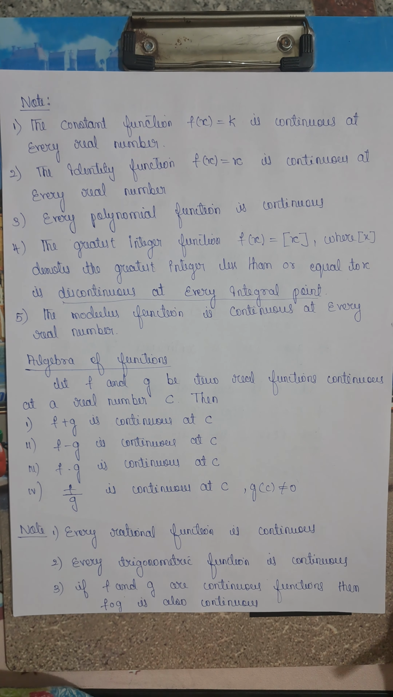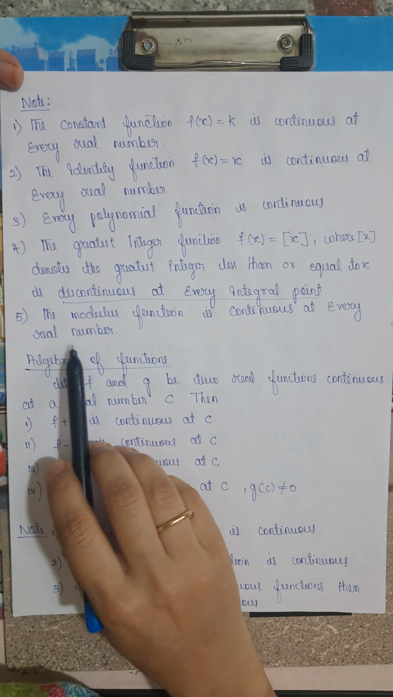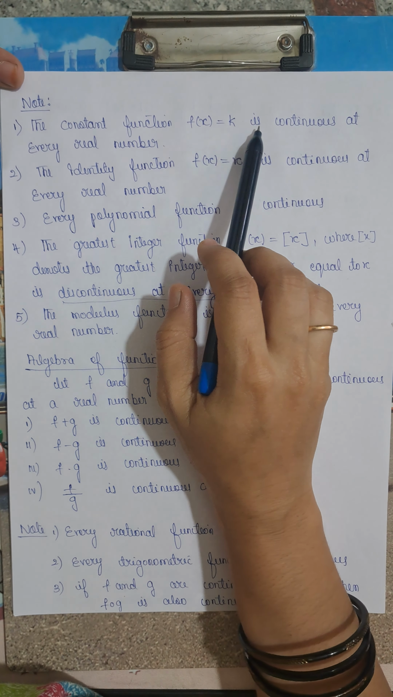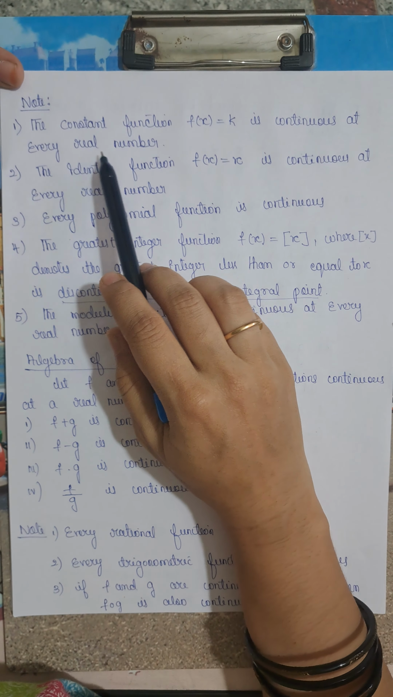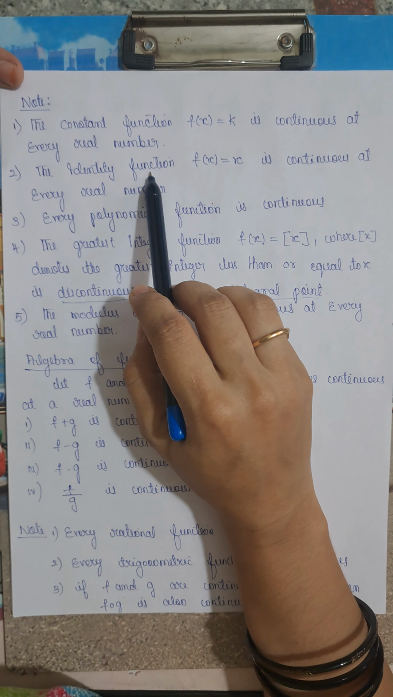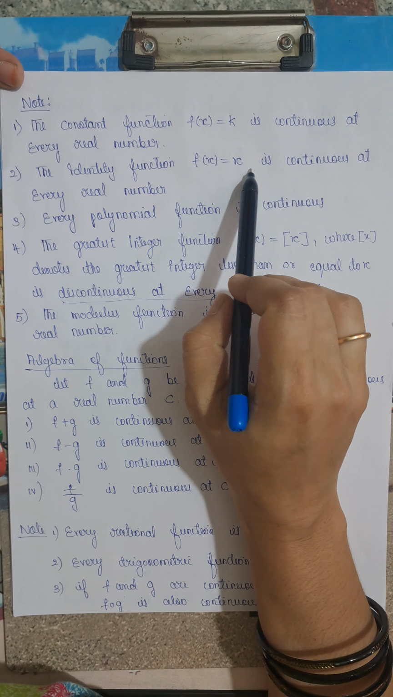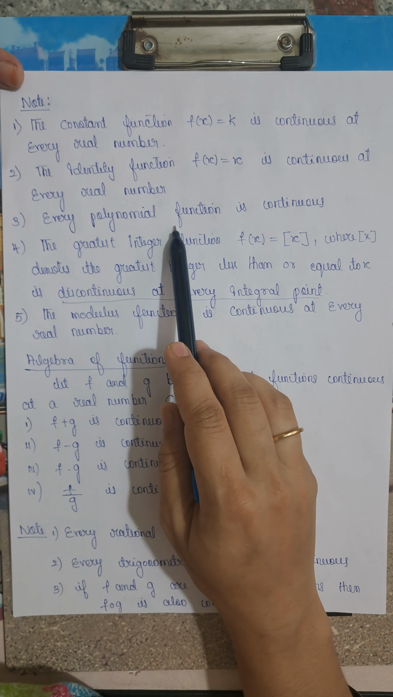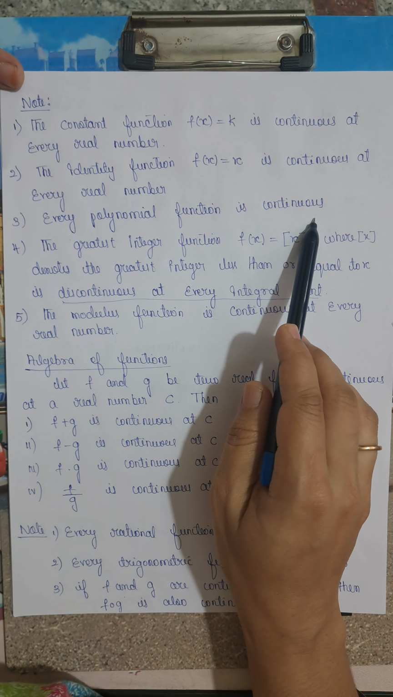In today's class, we'll study these points to study the next problems. The constant function f of x is equal to k is continuous at every real number. The identity function f of x is equal to x is also continuous at every real number. Even every polynomial function is also continuous.